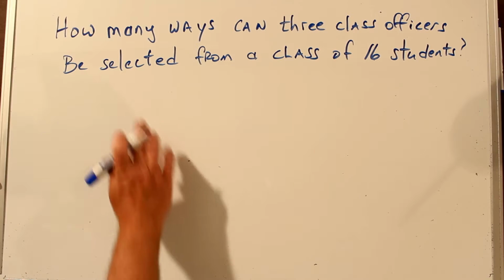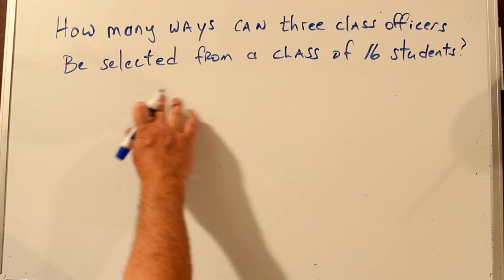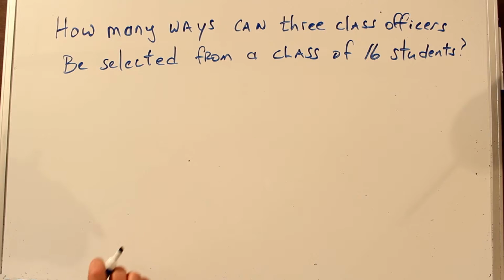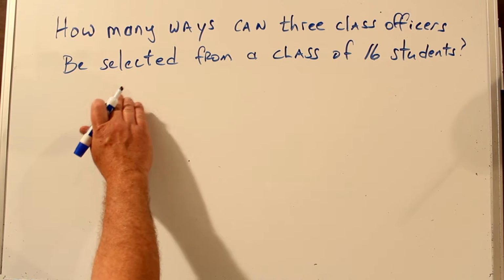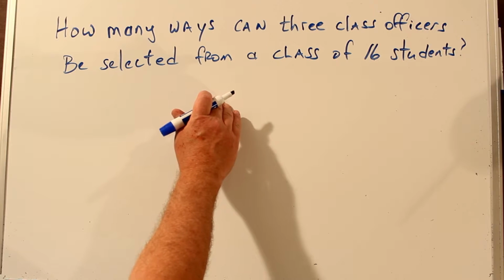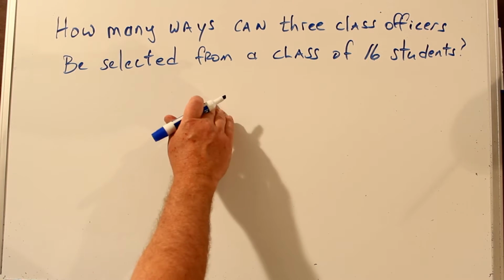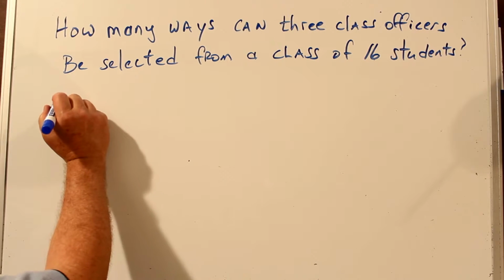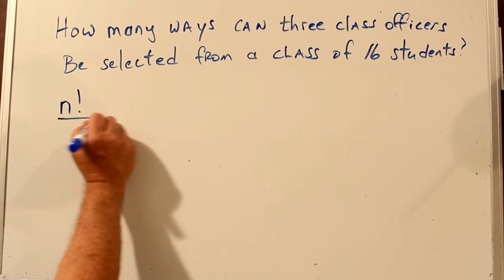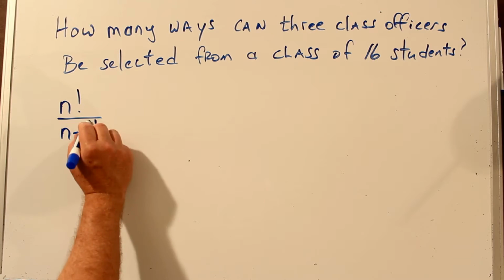Let's try this one. How many ways can 3 class officers be selected from a class of 16 students? So we have 3 offices, like president, vice president, and representative, and the same student could be in any one of the 3 positions. So order does matter, so this is a permutation. Our formula for permutation is n factorial over n minus r factorial.